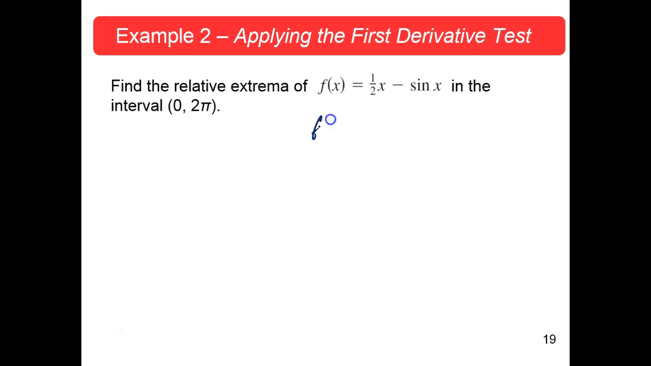Okay. f prime of x then would be what? One half, perfect. Minus cosine x, perfect. What do we do with the first derivative? Set it equal to 0, because that will find our critical values or numbers. Okay, now, I didn't put the 0. How do we solve that?